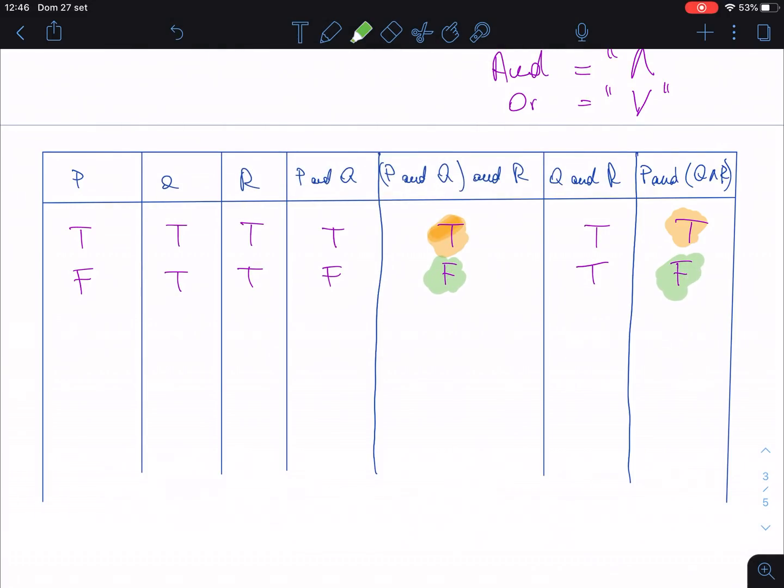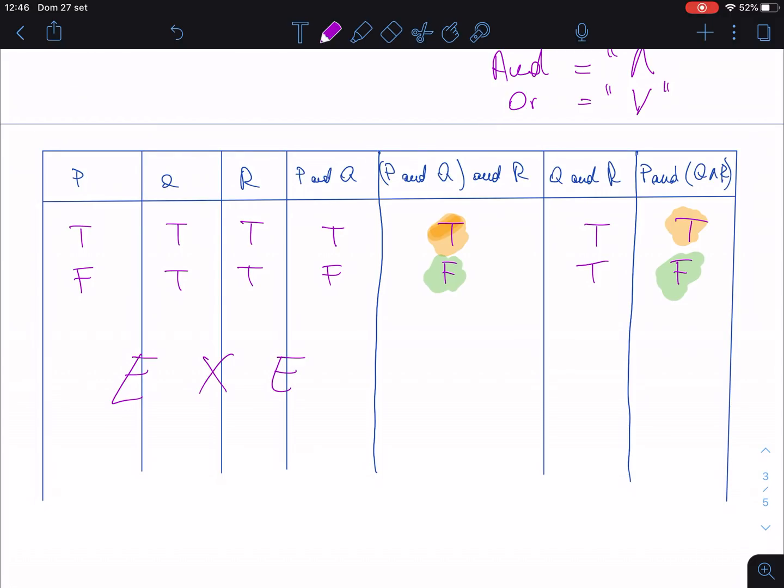I stop here because I leave you this as an exercise, which means that you have to use all possible combinations of the values of truth of P, Q, and R, and then put them together in the two columns, P and (Q and R) and (P and Q) and R, and then verify that the outcome of the two columns is exactly the same. Okay? This is the exercise.